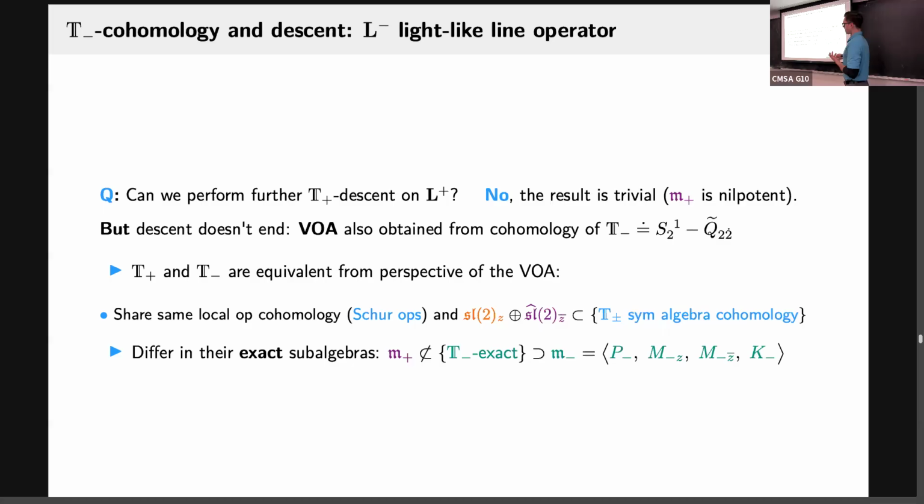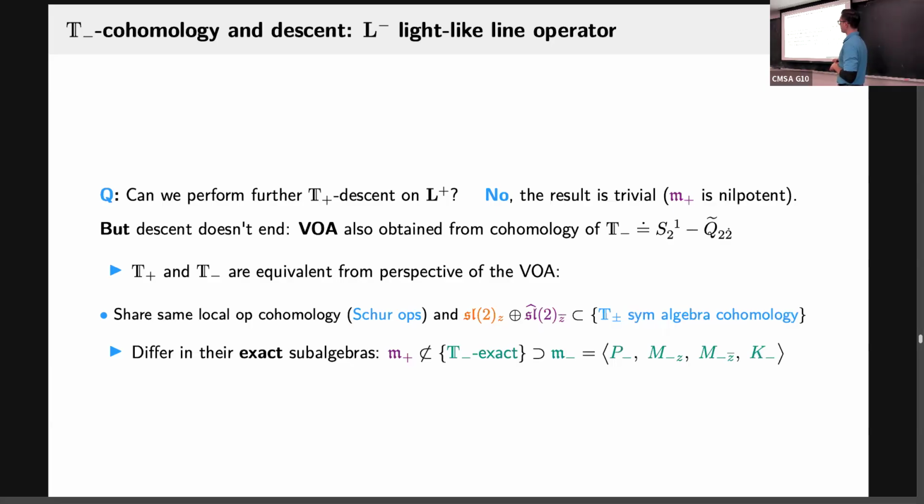But this is actually not the end of the story, for the following reason, which I'm going to build up in a couple of statements here. So first, as I've mentioned, this VOA is also obtained from the cohomology of T minus, and from the perspective of the VOA, T plus and T minus are essentially completely equivalent. Their cohomology theories are completely equivalent. You don't notice any differences as far as the local operator cohomology or the symmetry operator cohomology, which we've already gone through.